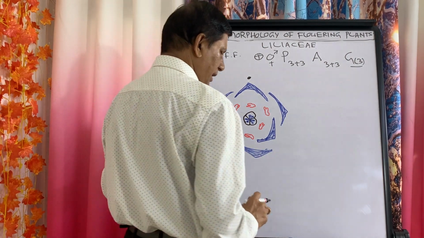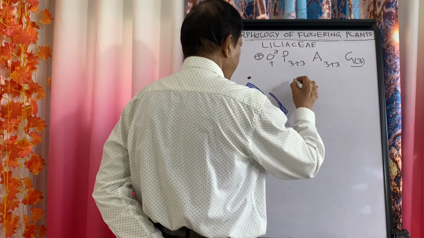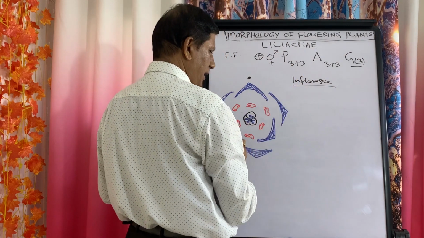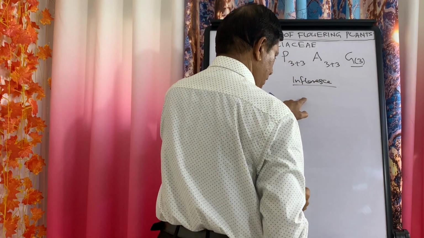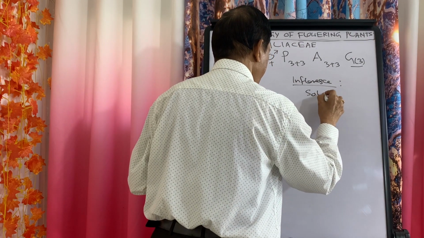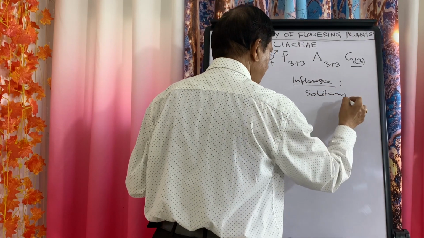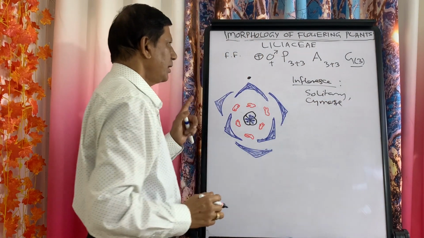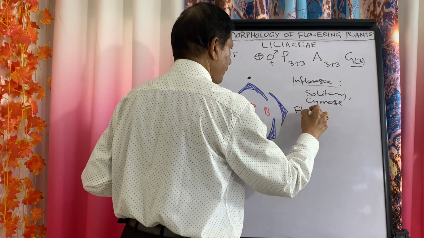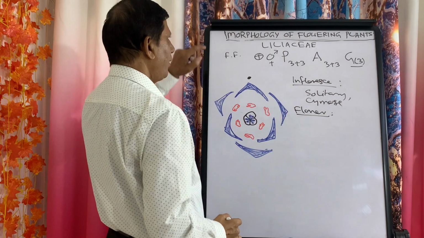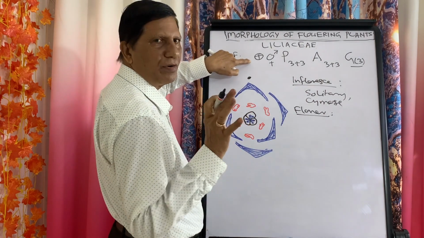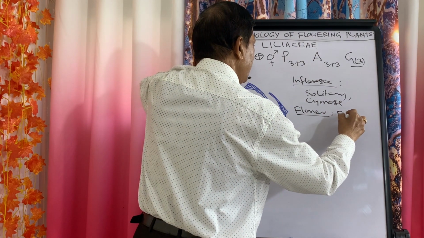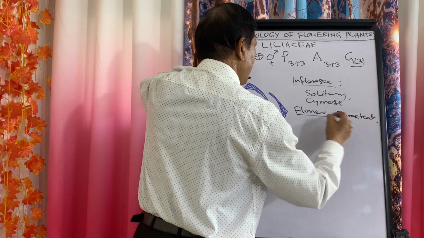So you see, in this case, first if we discuss the inflorescence, which is not represented either in the formula or the diagram. It is usually solitary, or if inflorescence is present, then it is cymose. Then coming to the flower. Now you see, there is no symbol for bract and bracteole. So we can write it is ebracteate and ebracteolate.